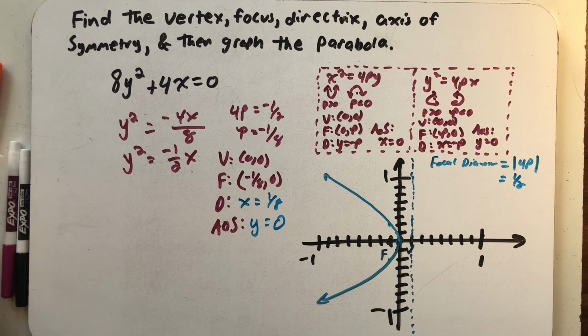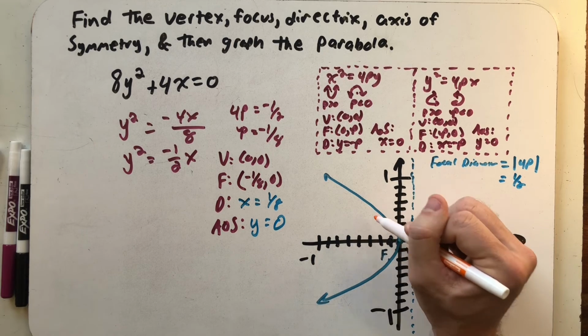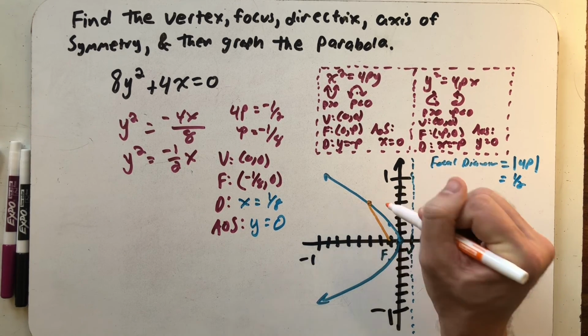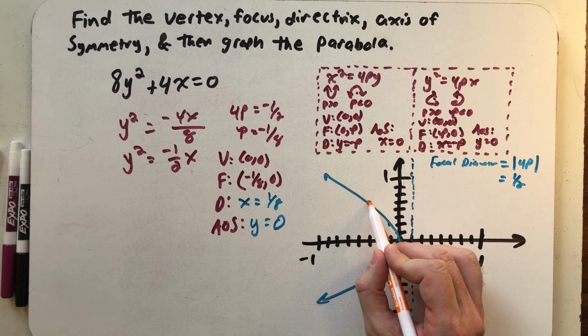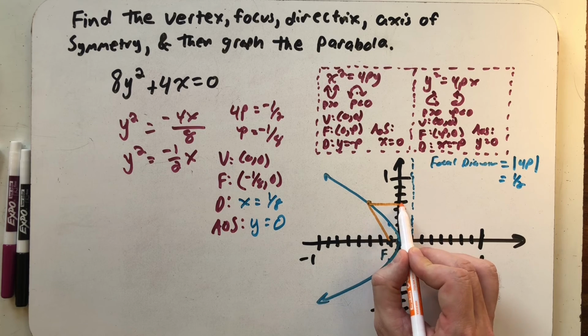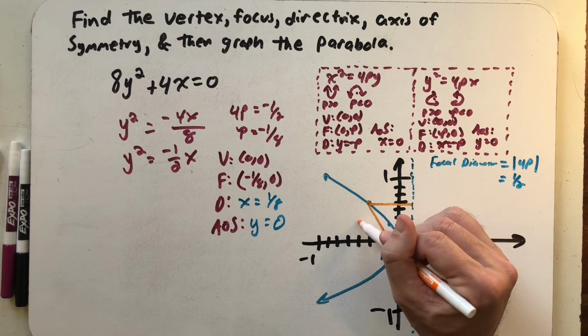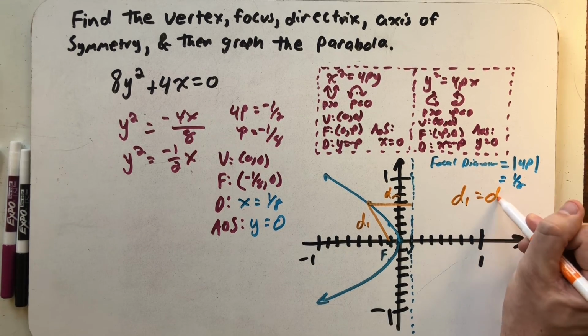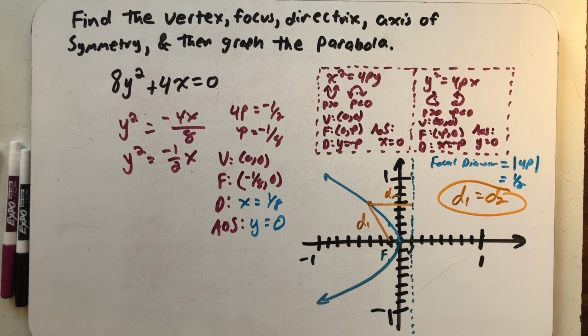All right, we've accomplished everything we were asked for, but one thing I always like to think about when I've graphed a parabola is this: if I draw a line segment between the focus and any point on the parabola, and then a line segment from that point perpendicular to the directrix, and I label them as having distances d1 and d2, then those distances are the same, because that's what a parabola is. And that's it for now.